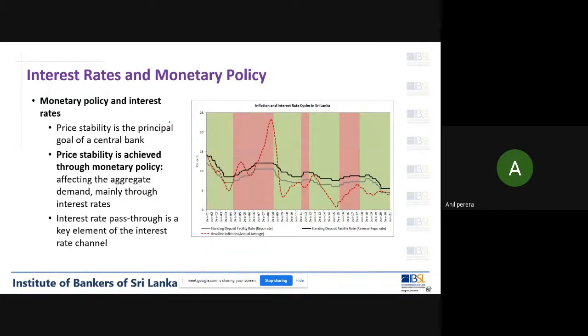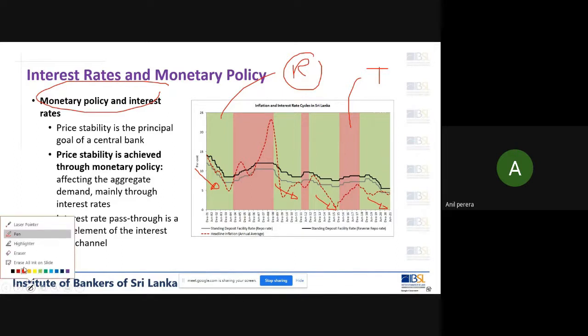Then, monetary policy and interest rates are very closely related. I wanted to highlight this point. When the central bank changes its monetary policy, interest rates change. Now this chart is the interest rate cycle for Sri Lanka. All these green areas indicate relaxed monetary policy. All these red areas indicate tight monetary policy. Relaxed means interest rates are going down. If you look at these green areas, you will see interest rates are going down in all green areas.